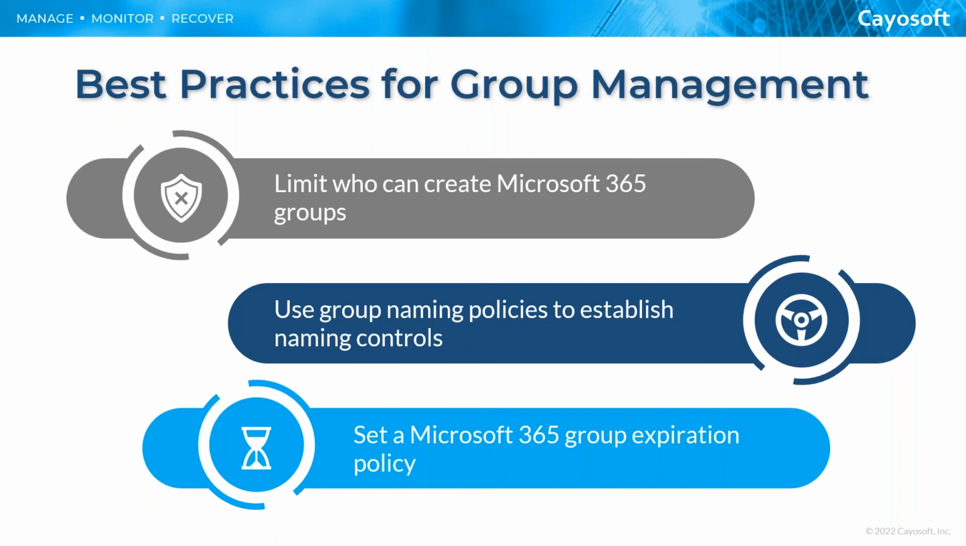Incidentally, whenever a group does expire, any services that are associated with that group also go away. And I'm talking about things like mailboxes, SharePoint sites, planner plans, Teams, and that sort of thing.